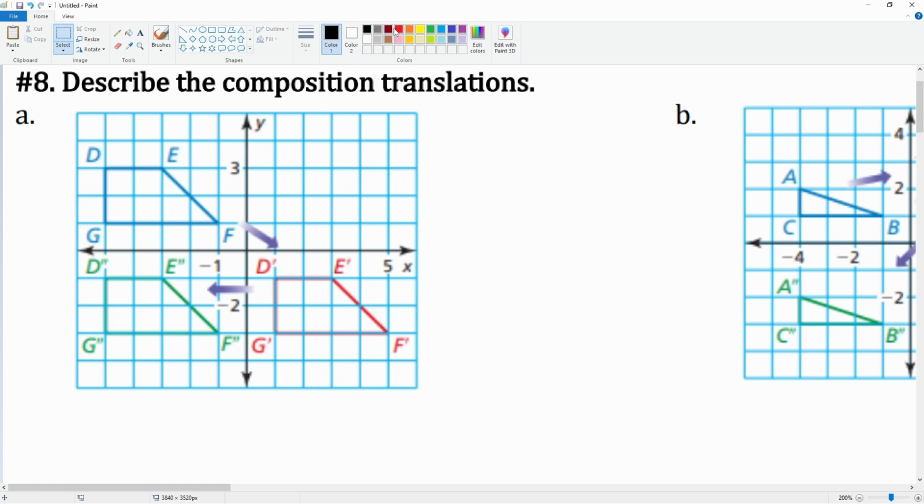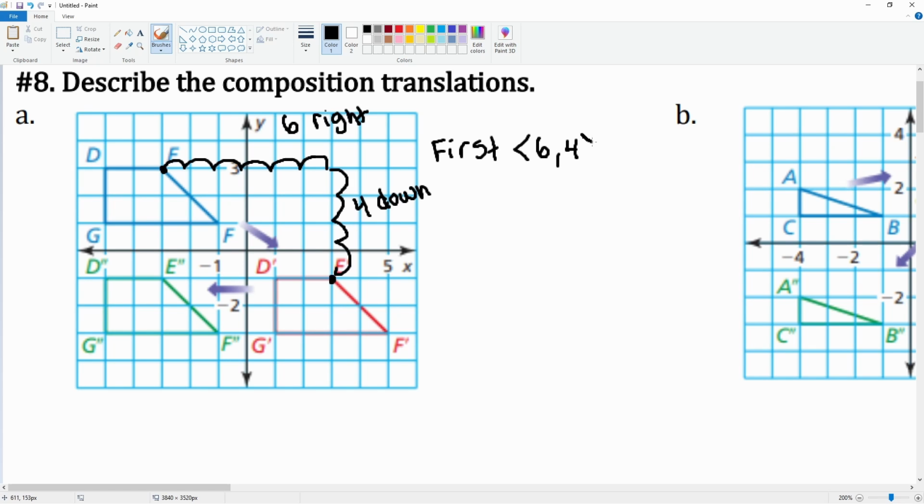So let's see what happens here. First, what happened? Well, let's count. Let's grab the point E and it goes to E prime. It went 1, 2, 3, 4, 5, 6. So it went 6 to the right. Then it went 1, 2, 3, 4 down. So we put that in vector language as 6, comma -4.